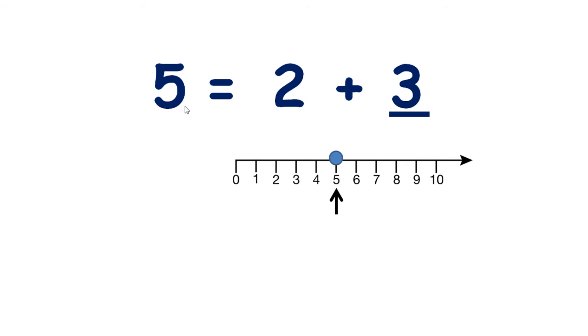So maybe one person has 5 sweets, and this other person had 2 sweets, but was then given 3 more sweets. Well, what the equals sign's telling you is that they've got the same amount.